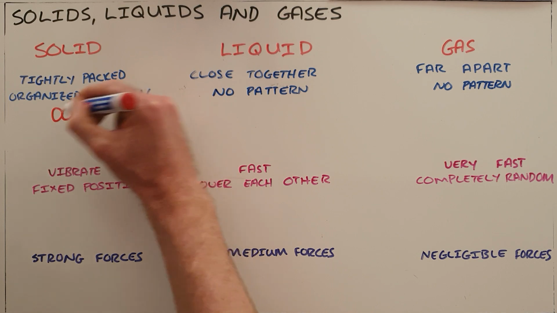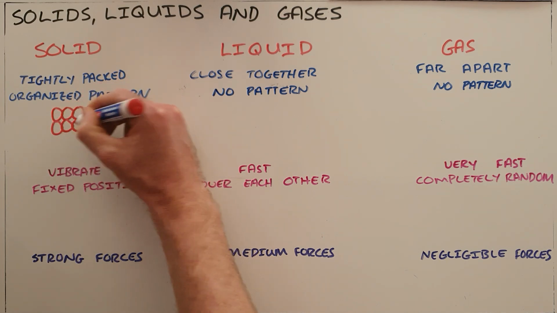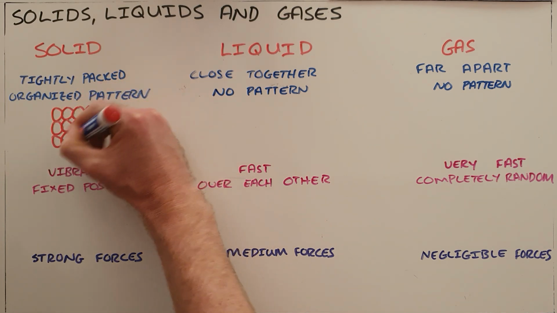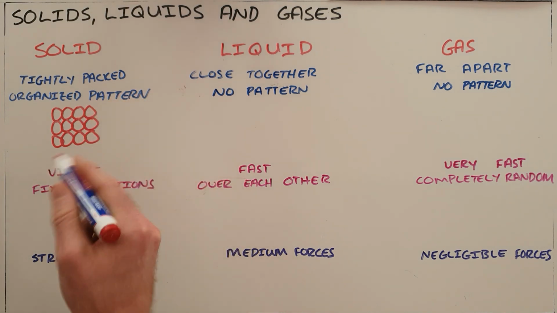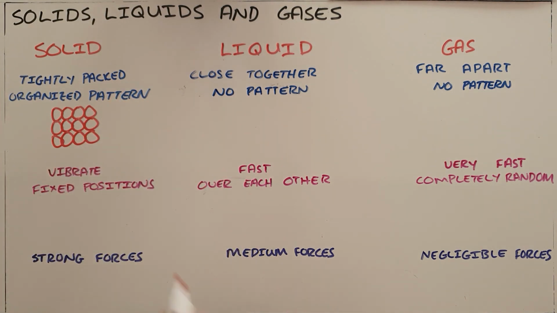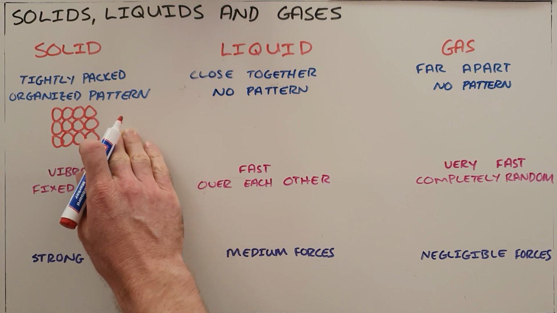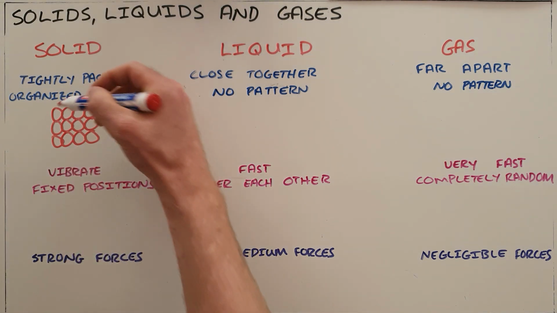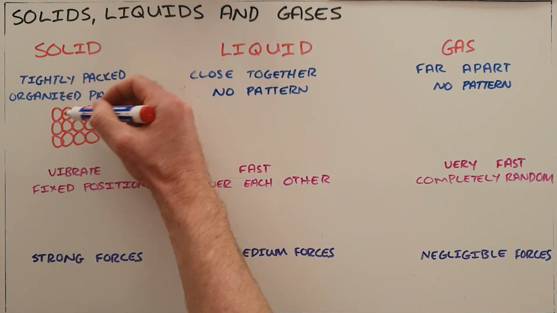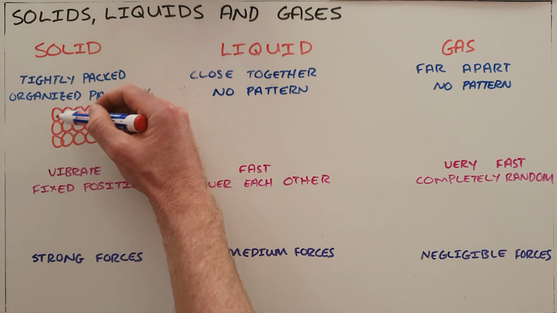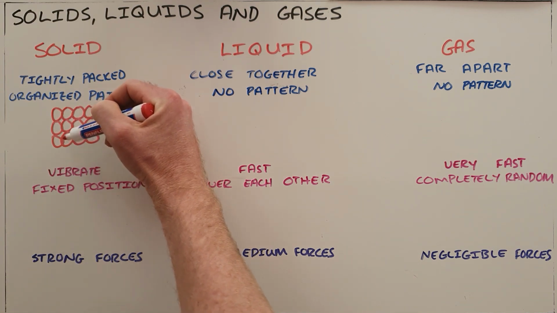are close together and arranged in an organized pattern, meaning that they form a structure that is easy to follow and there's a pattern there. It is often also referred to as a lattice structure. As you can see, there is no space or very little space in between these particles.